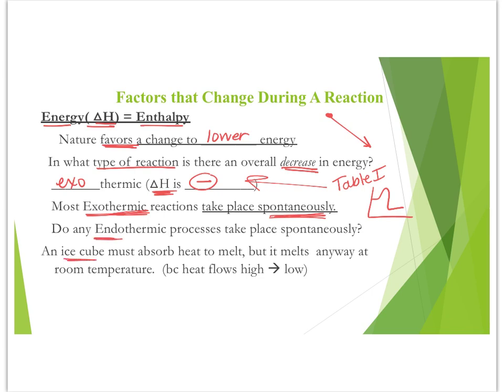There are some, you can make an endothermic process take place spontaneously. So something like melting of ice, when you go from a solid to a liquid, that's endothermic. But how can I make that happen more? Well, if I add heat to it. So I put it at room temperature. Room temperature is obviously warmer than the freezer. The heat from the surroundings is going to go into the ice and melt it. But what you need to know is exothermic is spontaneous.